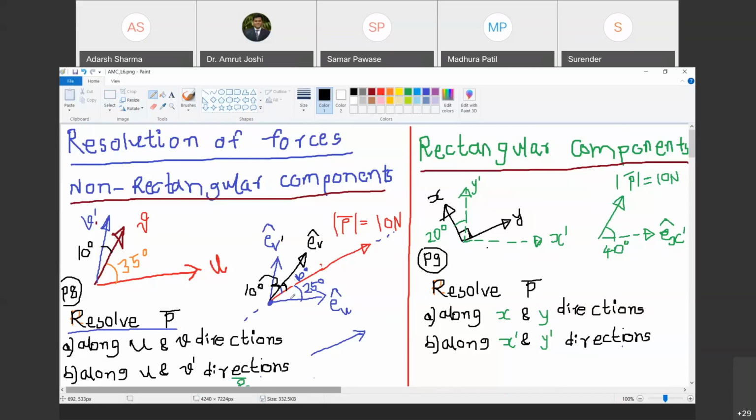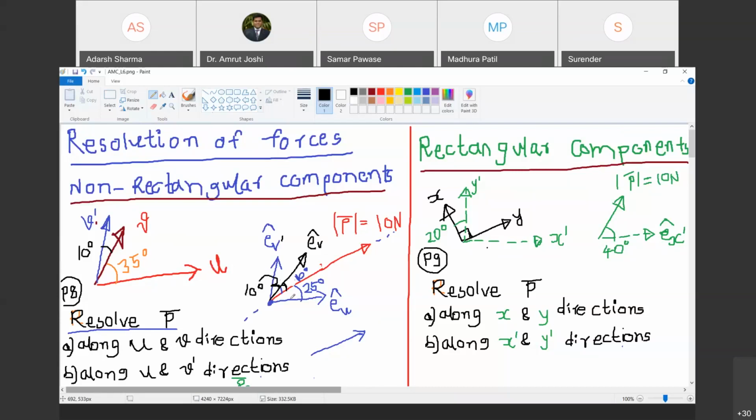That means if we remove the original force on a body and at the same point where it was applied, if we apply these components, the resolution components of a force, then they produce the same effect, not only at the point of application, but also at all other points on the body as P was producing. Am I very clear? Yes, sir. Okay. So this was about non-rectangular components.